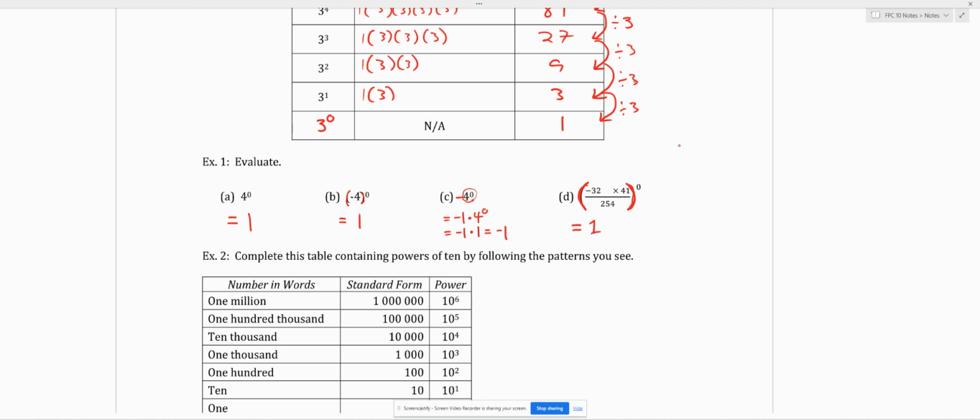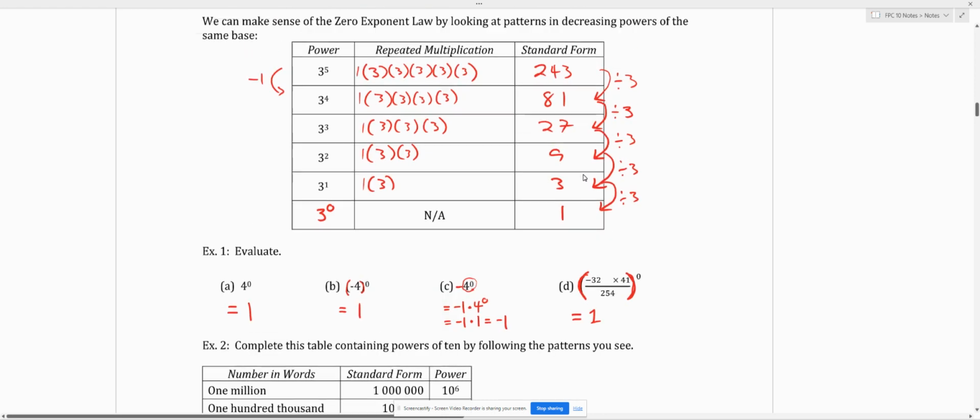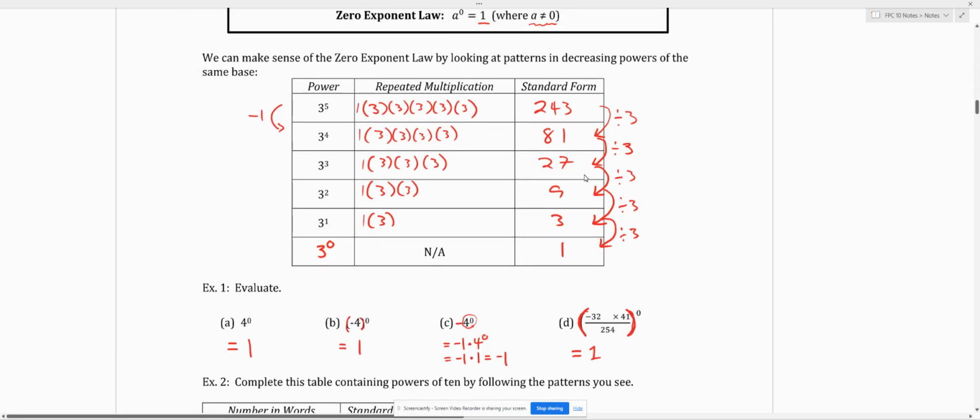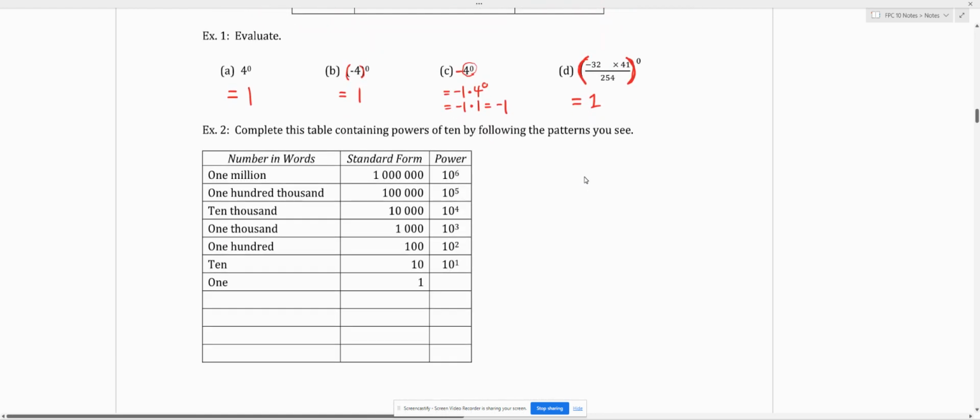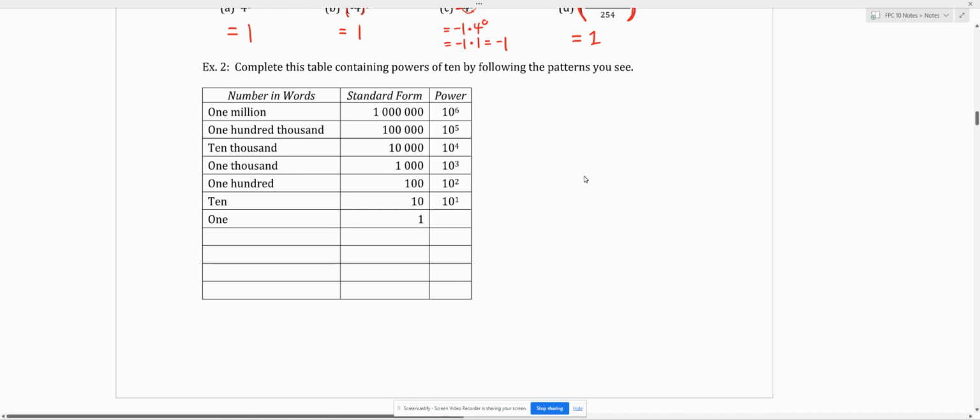Okay, so that's the zero exponent law, basically in less than 5 minutes there. Let's start exploring something really applicable, especially in science: powers of 10. Now, this is really important for the metric system, of course.